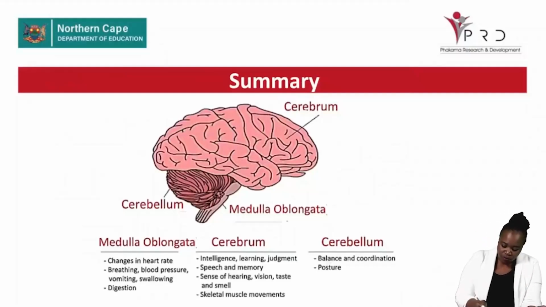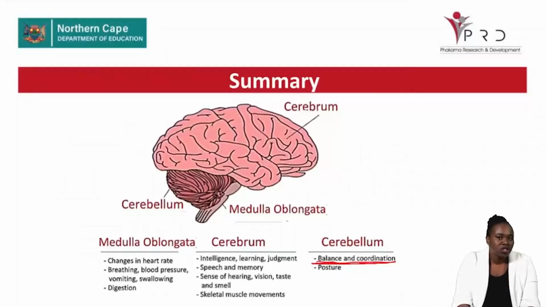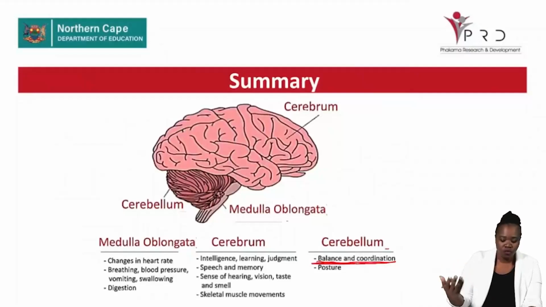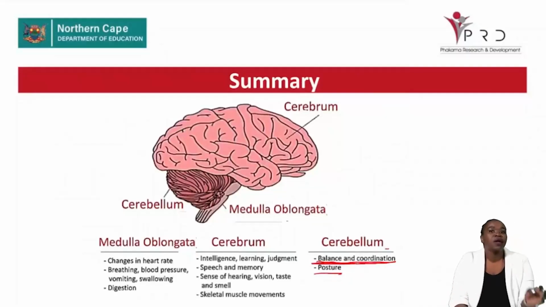Firstly, you would have to know that the cerebellum is responsible for balance and coordination. When we're talking about coordination, we are talking about coordination of movement. Your movements need to be coordinated when you move around. That balance and coordination would not take place if the cerebellum is damaged, so you will not be able to coordinate your movements. Posture as well, which is related to balance and coordination, would lack if the cerebellum is damaged.